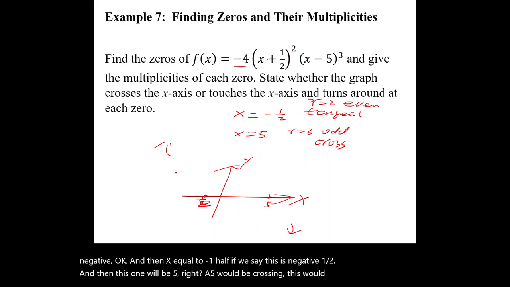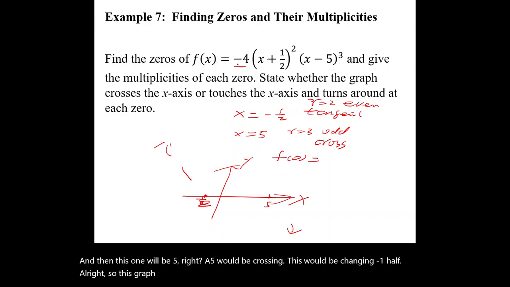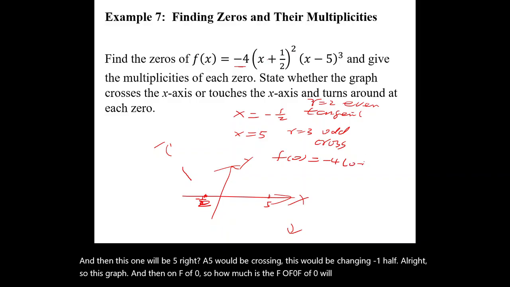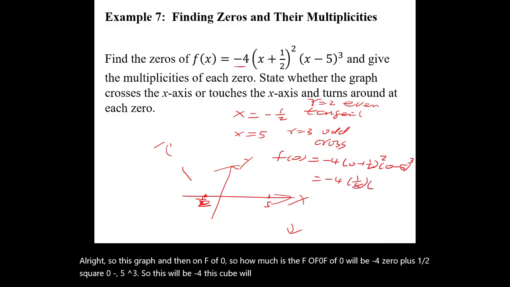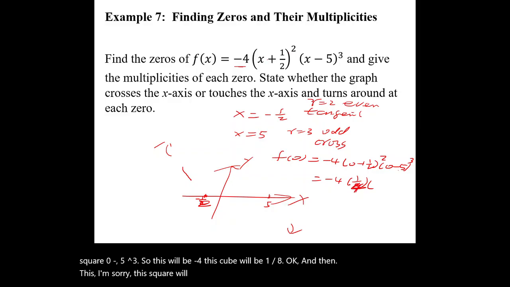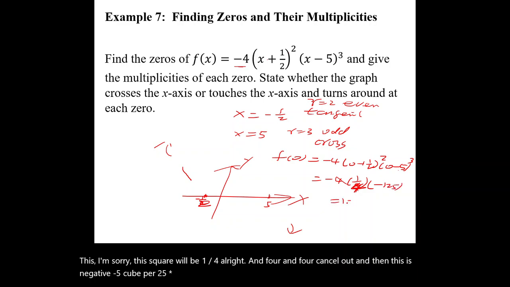All right, so this graph, and then f of 0, so how much is f of 0? F of 0 will be -4 times (0 plus 1/2) squared times (0 minus 5) cubed. So this will be -4. The square will be 1/4. All right, and 4 and 4 cancel out, and then this is (-5) cubed, 25 times 5, 125. So this is positive 125, so it'll be somewhere right here. Okay, I'm gonna say this is 125.